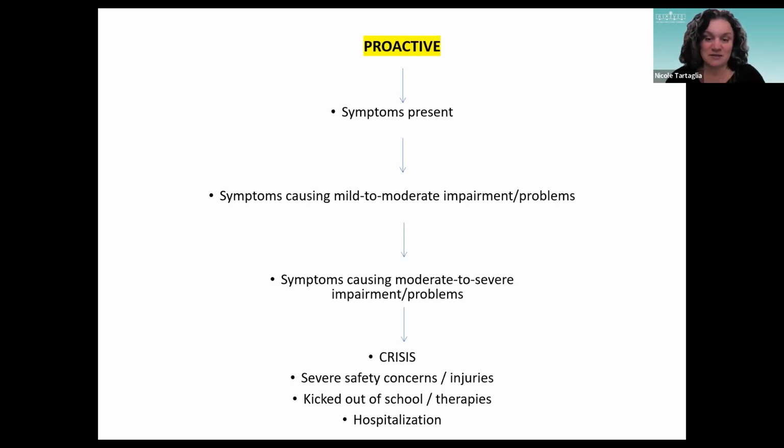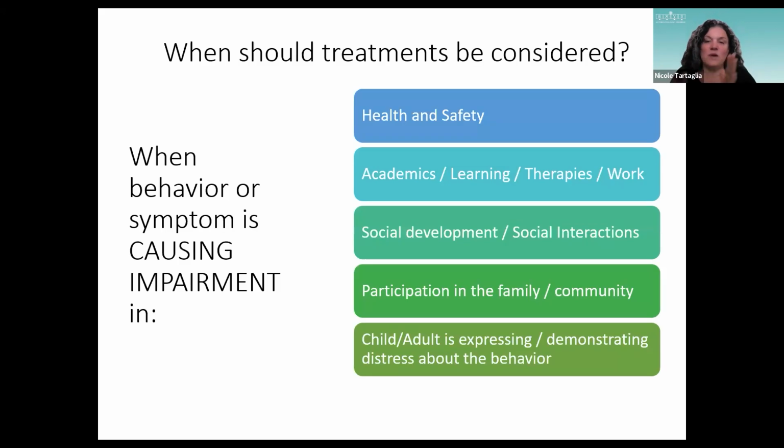Okay, so when should treatments be considered? These are the top 5. When the behavior or symptom is causing impairment in health and safety; academics, learning, therapies, work, those settings where the individual is supposed to be productive, learning, working; social development and social interactions, we'll talk about that; participation in the family and in the community. And then if the child or adult themselves are expressing or demonstrating distress about the behavior.